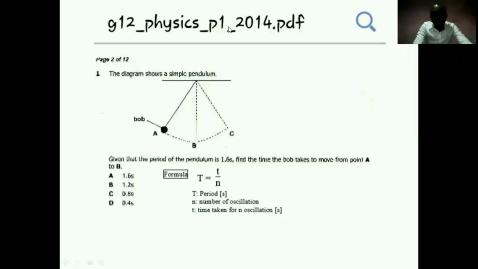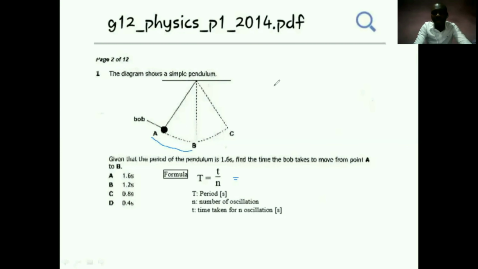The question is also saying, find the time the bulb takes to move from point A to point B. So they are only interested in the movement of the bulb from point A to point B. Since this is the formula we're going to use, we are going to substitute this data, then we'll find the answer for what they are looking for. The period is already given.